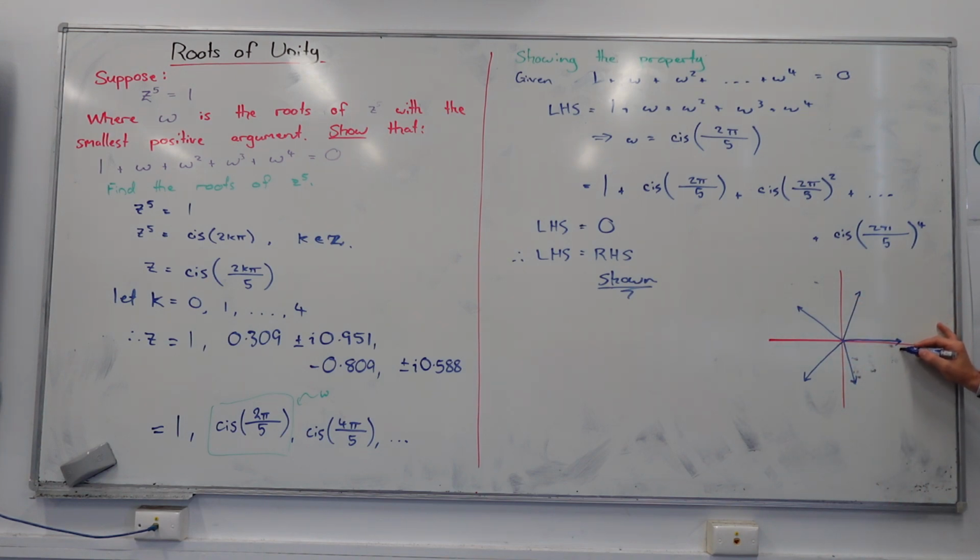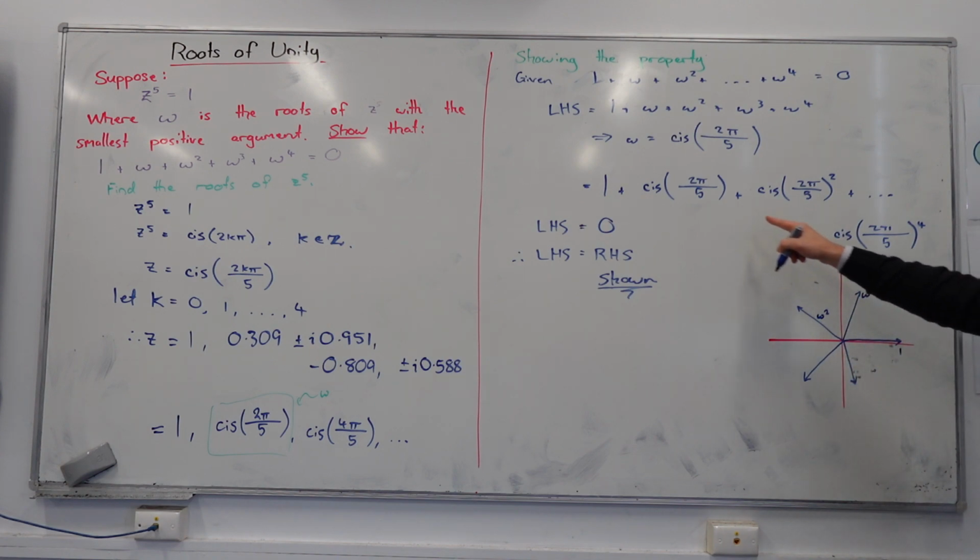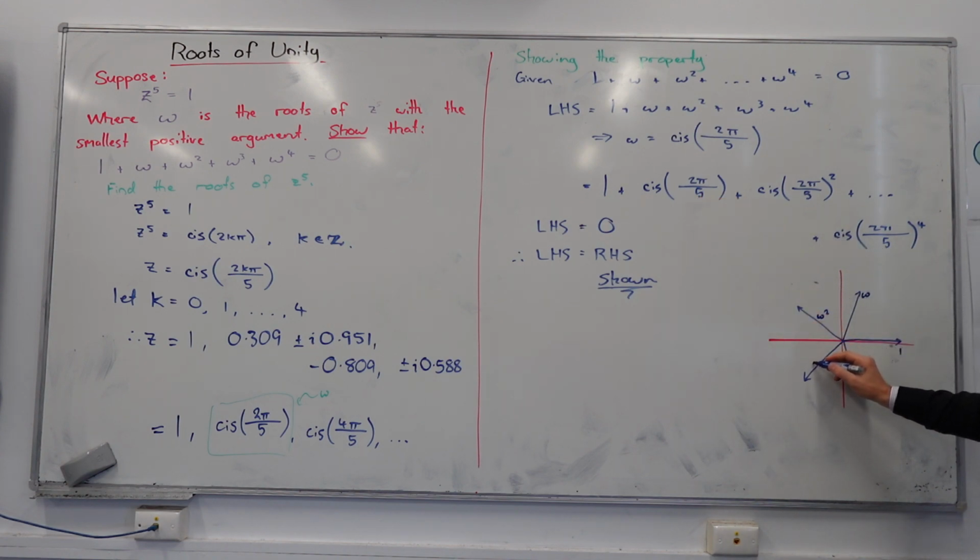This goes out to 1. Now all of these vectors have the same length of 1 unit in length. But this one over here, it's 1 unit in length and it points out to omega. And this one is going to point out to omega squared. Because remember, omega is the first one. Second one we said was omega squared. This would be omega cubed. This would be omega to the power of 4. And that would be omega to the power of 5 if we really wanted to.